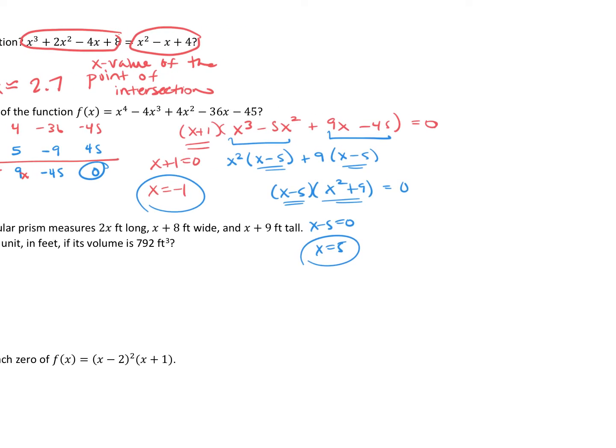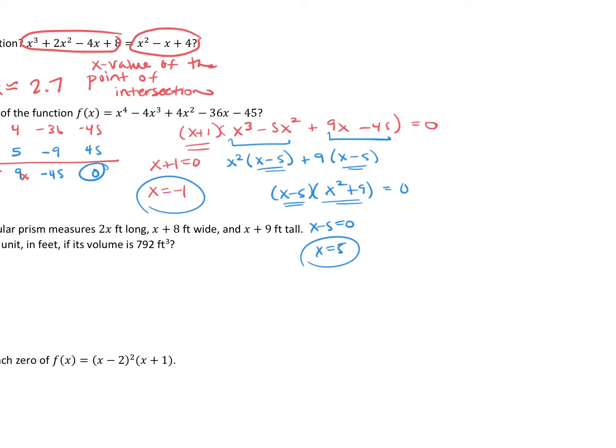There we go. I'm trying to move this. There we go. So if you take this other x squared plus 9 and set it equal to 0 and start solving, we would subtract 9 from both sides. So x squared equals negative 9.